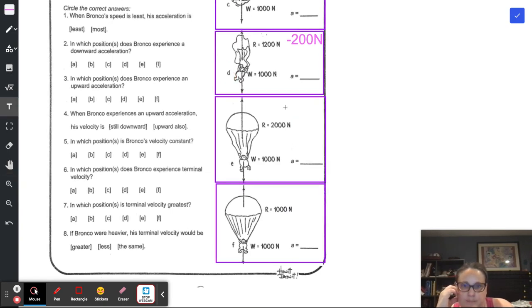For E it will be negative 1,000. Remember, we're doing weight minus resistance, so 1,000 minus 2,000. And then our final is 1,000 minus 1,000, so 0 newtons.